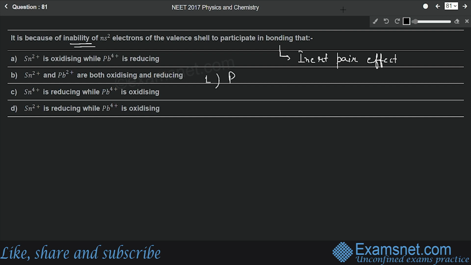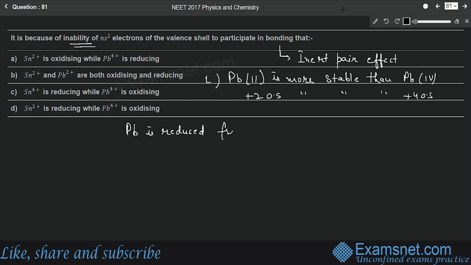First of all, lead 2, Pb2+, is more stable than Pb4+. It means the +2 oxidation state is more stable than the +4 oxidation state. Now, what does it mean? It means that lead will easily be reduced from +4 to +2. Okay, lead is reduced from +4 to +2 oxidation state because +2 is more stable, right?